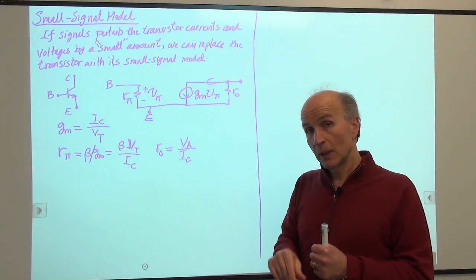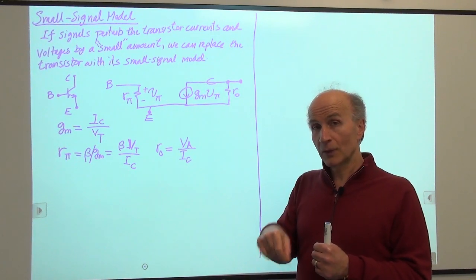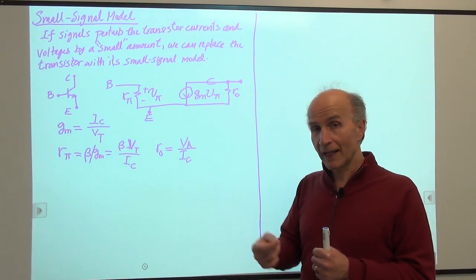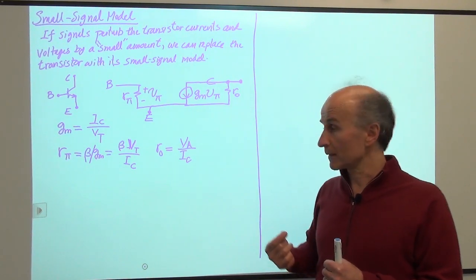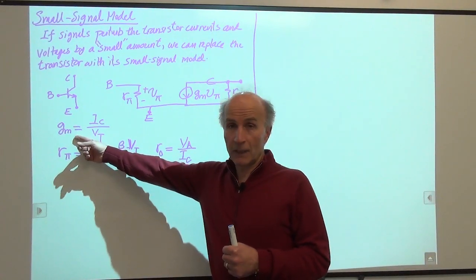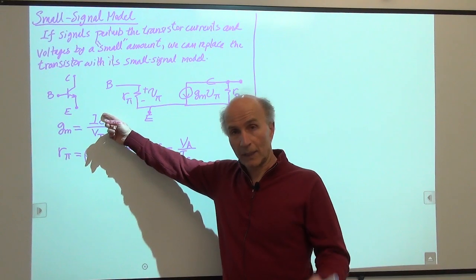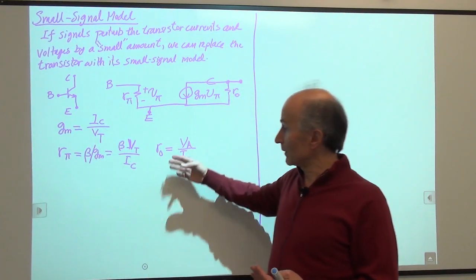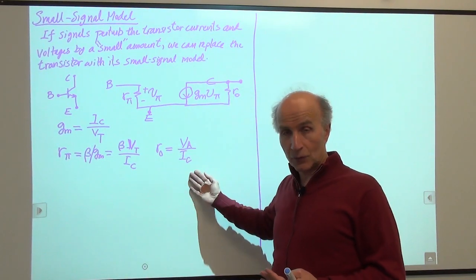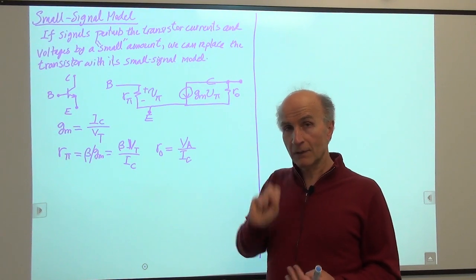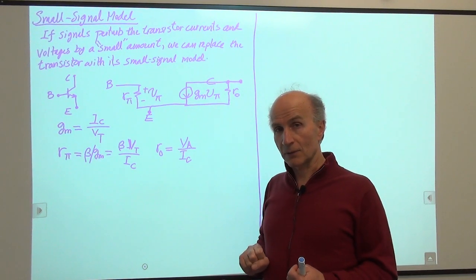Number two, we bias them so as to establish the right values for the parameters of interest. For example, if I want to have a certain amount of transconductance, I have to choose a certain amount of bias current. If I want to have a certain output resistance, I have to choose a certain amount of bias current. So these two are the reasons for biasing transistors.